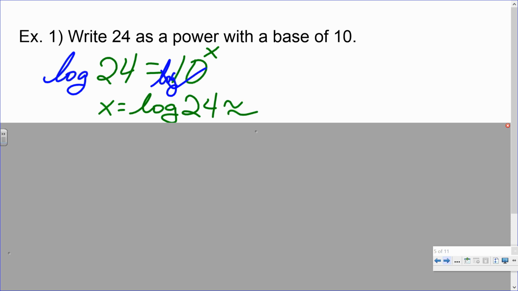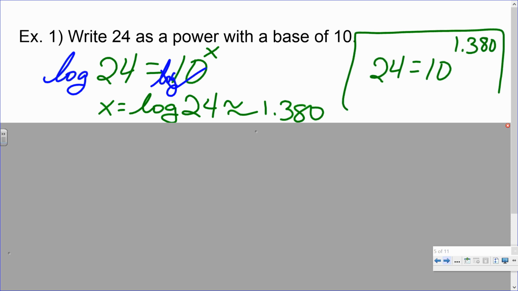Good, I see hands popping up. Anna, what do you have? And here you have to be careful that you've read the directions. It didn't say what would the exponent have to be. It said write this number as a power of 10. So you actually have to write 24 equals 10 to the 1.380 for your answer. Questions for that?